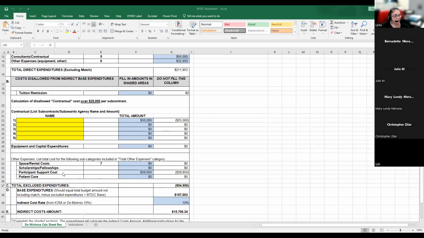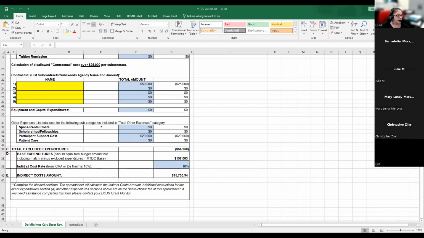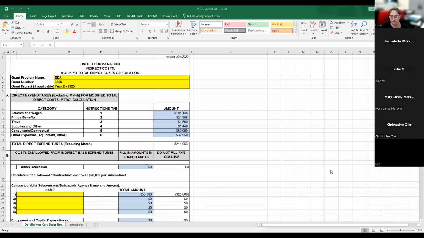Anything that's participant support costs is an exclusion. So your consumer services are an exclusion. Then you pull the base expenditure. It takes whatever your direct costs are, and this actually calculates itself. I can pull out our information and I can circulate the actual document. That would be awesome. Thank you, Lenore. Yeah, so then whatever the rate is in comparison to that tells you what the indirect cost would be. So I can share that.